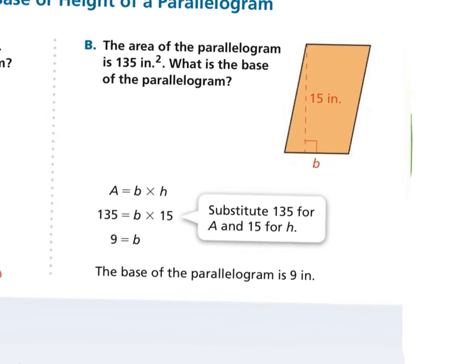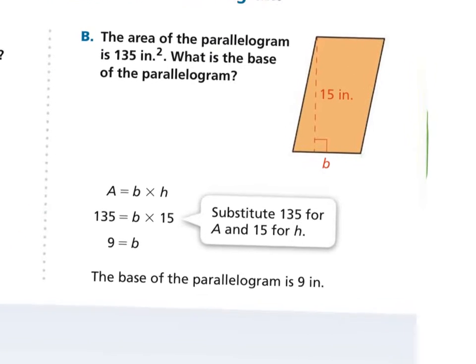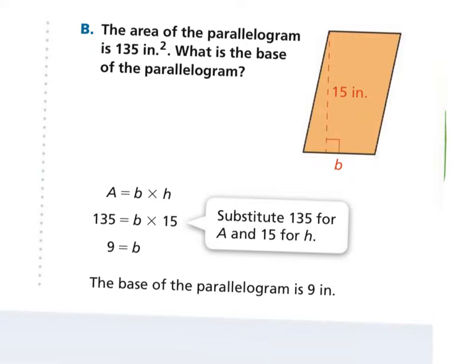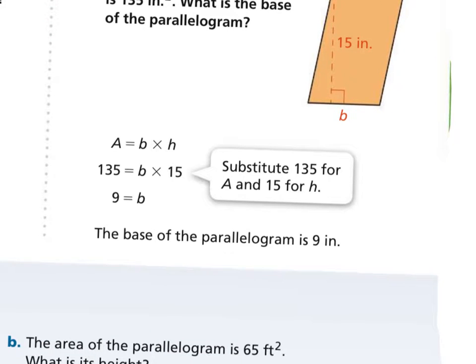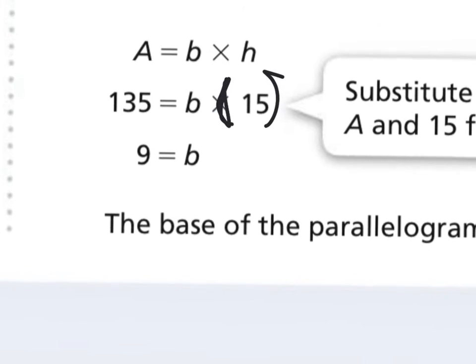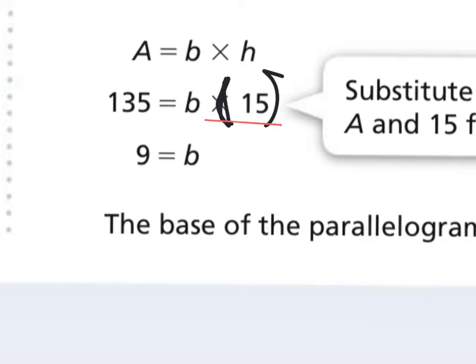We look at part B, similar idea. They're telling us the area and the height, and they're wanting us to find the base. So area is 135, base we don't know, height is 15. Again, we might use parentheses here to show that these are being multiplied. And once again, what's happening with the variable? Being multiplied, so we need to divide. Good. So we would divide by 15.